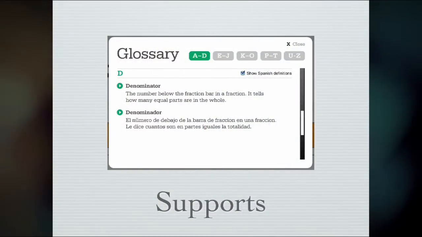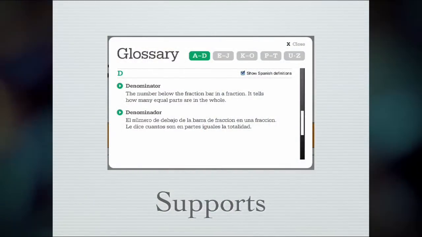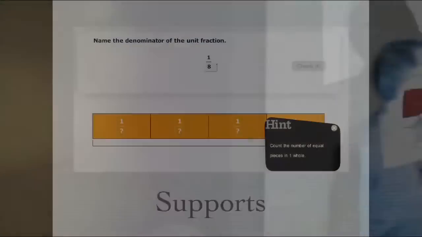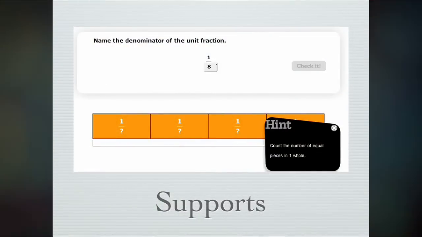And then supports. What kind of supports can we add? Well, you know, I don't remember what denominator was. And I don't speak English that well anyway. So we can provide vocabulary support as needed for kids. We can provide hints. Count the number of equal pieces in one whole. Little helps along the way.